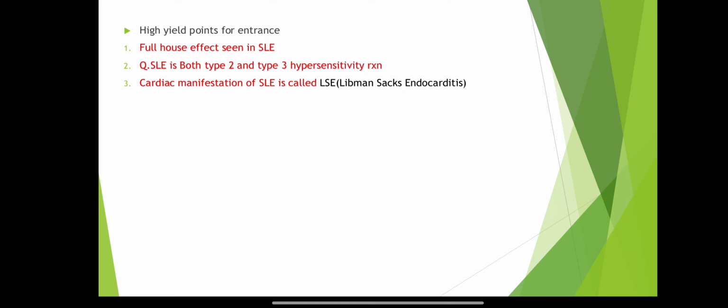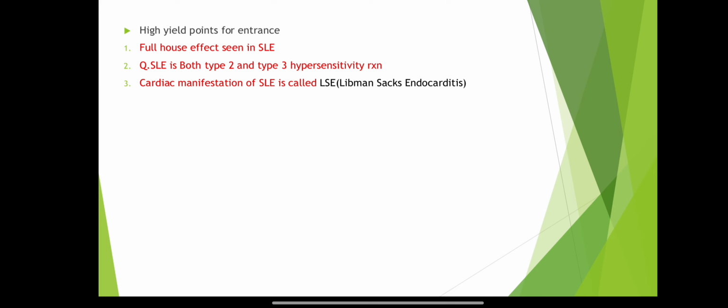In Libman-Sacks endocarditis, the vegetations are present on both sides of the valve surface, also on the endocardium. But in other endocarditis like marantic endocarditis, rheumatic heart disease, and infective endocarditis, the vegetations are shown only on one side, or at the line of closure of the valve. So we can differentiate these different types of endocarditis.